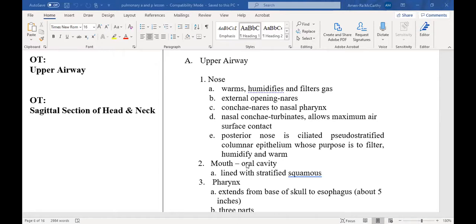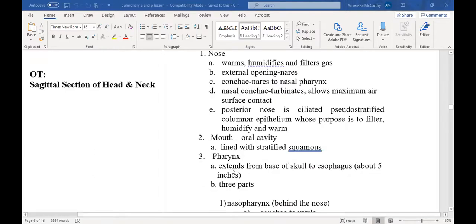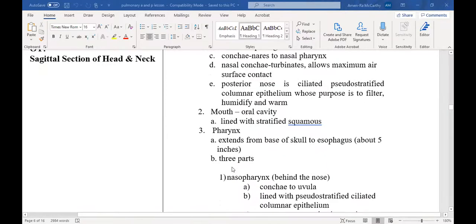The mouth, also known as the oral cavity, is lined with stratified squamous cells. All right. Then the pharynx extends from the base of the skull to the esophagus, about 5 inches. The pharynx is about 5 inches, and it's broken down into 3 parts.